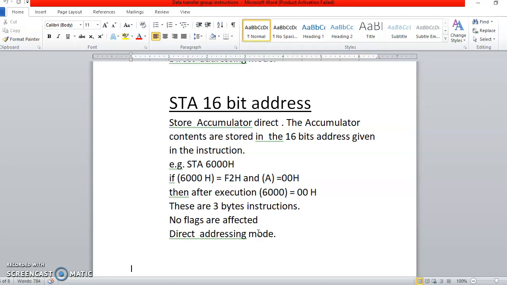I hope you have understood these few instructions in the data transfer group of instructions. We will study other instructions in the next session.